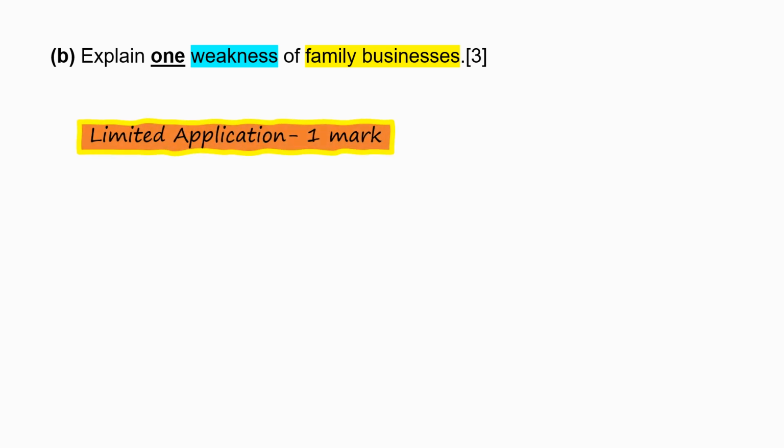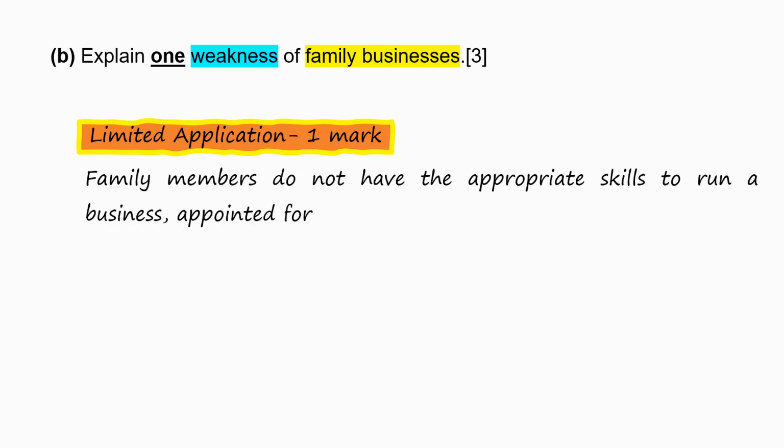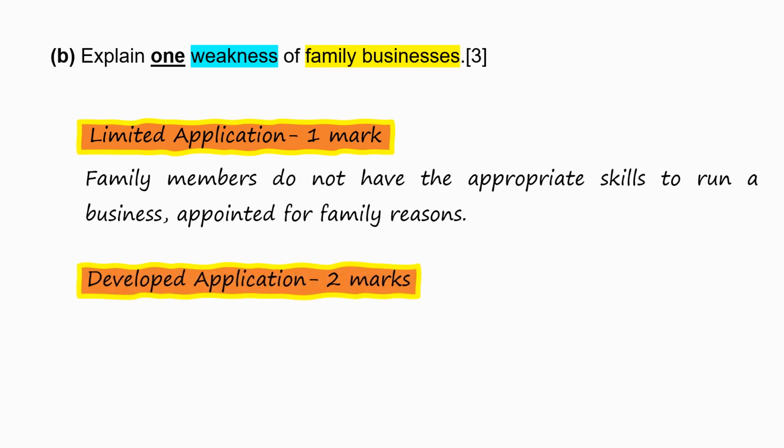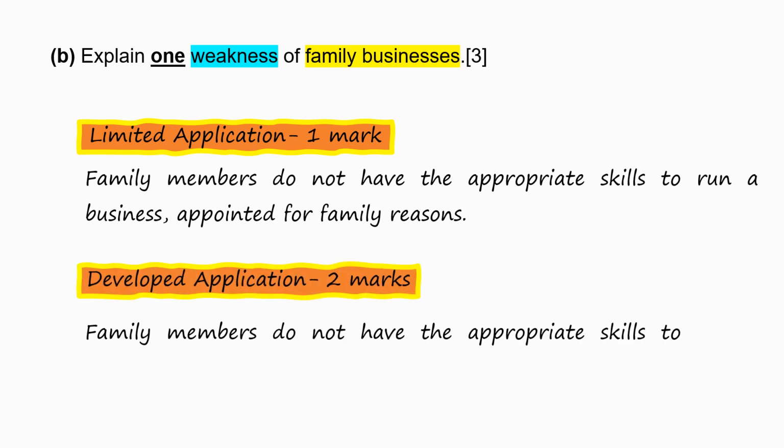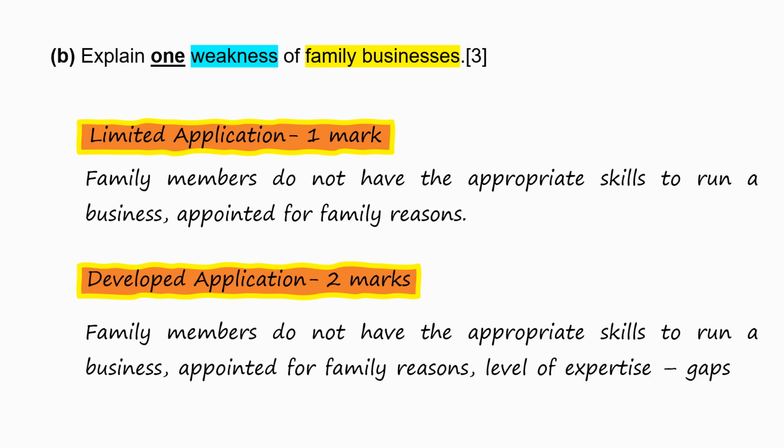Now, limited application: family members do not have the appropriate skills. They do not have the appropriate skills. Why? To run a business. Because they are appointed for family reasons. Whereas a developed one would be: family members do not have the appropriate skills. Again, same as above, to run a business, appointed for family reasons. Again, same as above, but level of expertise, gaps in needed business skills. OK, that is application.